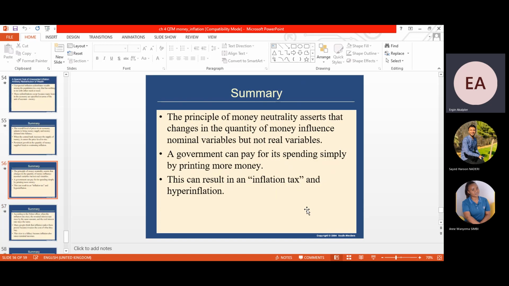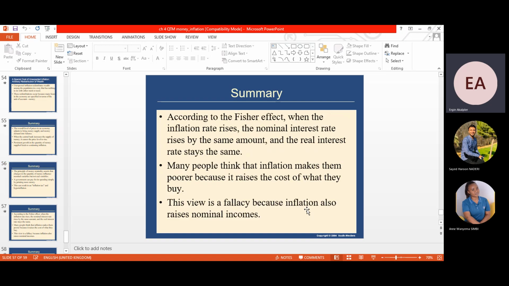Money neutrality asserts that changes in the quantity of money influence nominal variables, but not real variables, as I mentioned to you. A government can pay for its spending simply by printing more money, and this can result in an inflation tax, the so-called taxation of the economy. Hyperinflation will then follow, which is 50% and more inflation in the economy, and this is not good and always causes much harm to the economy.